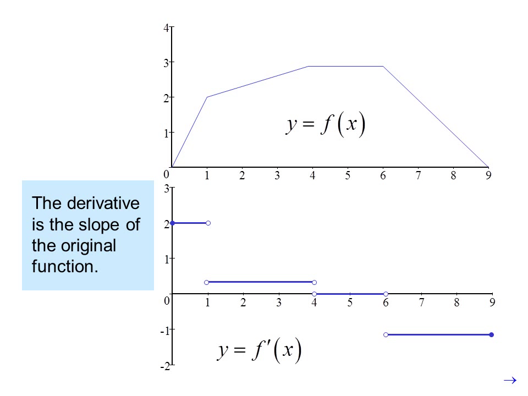Notice that when the original function has corners, here, here, and here, the original function does not have a slope defined, so the derivative is not defined.